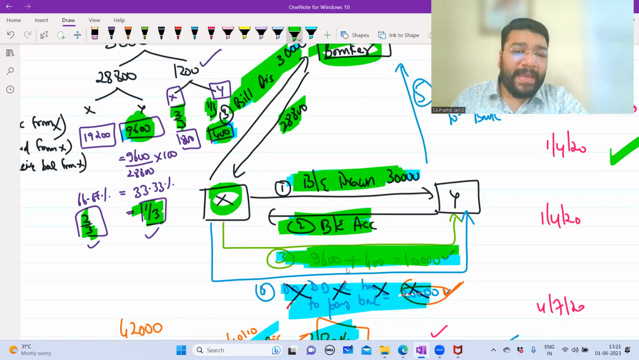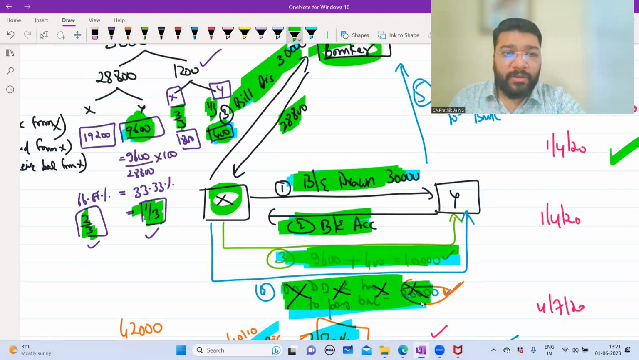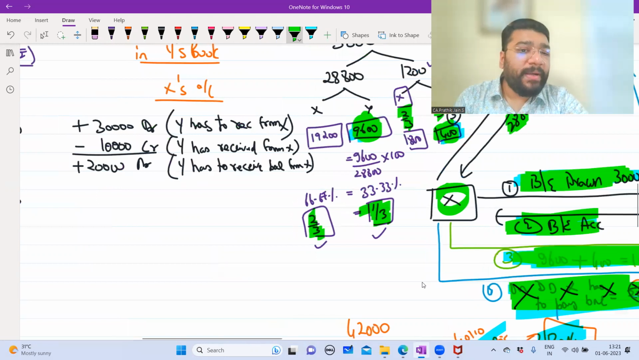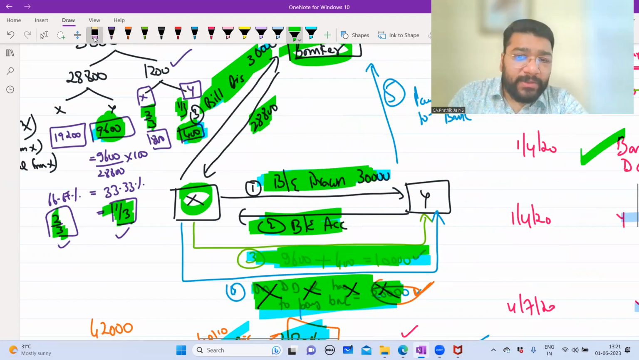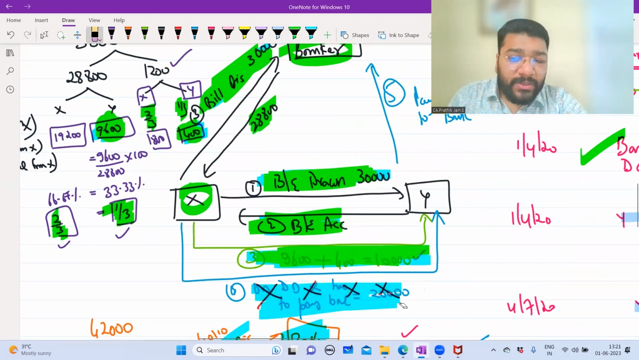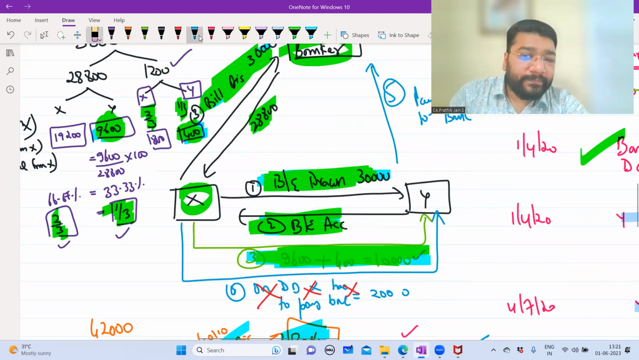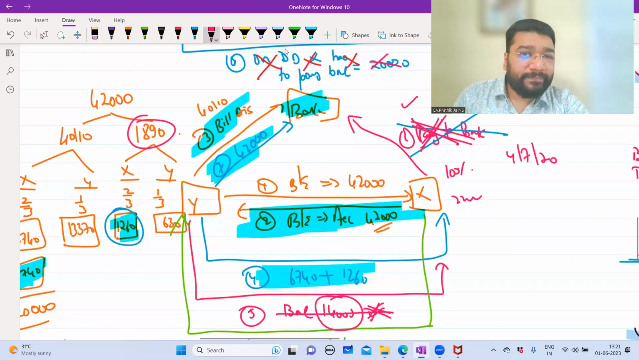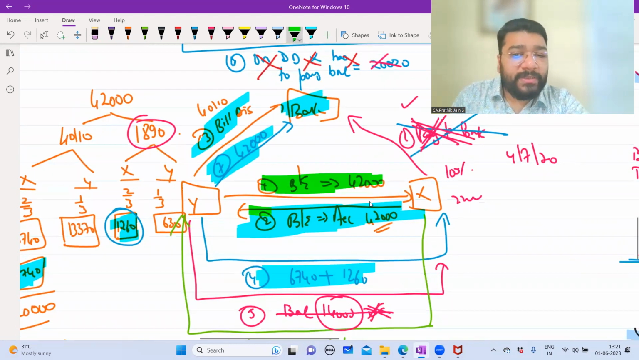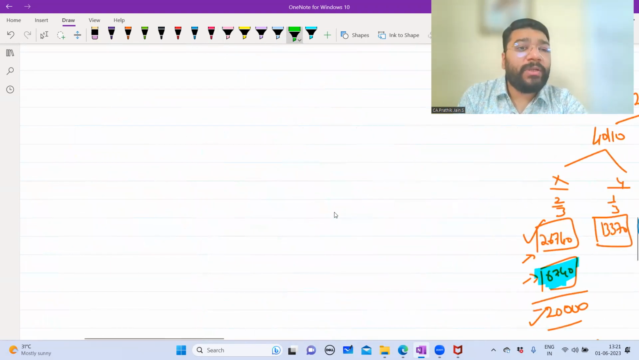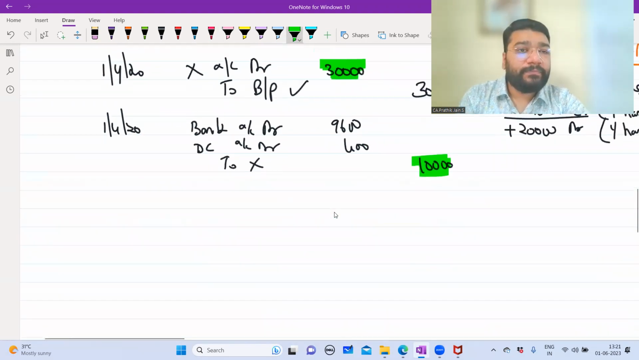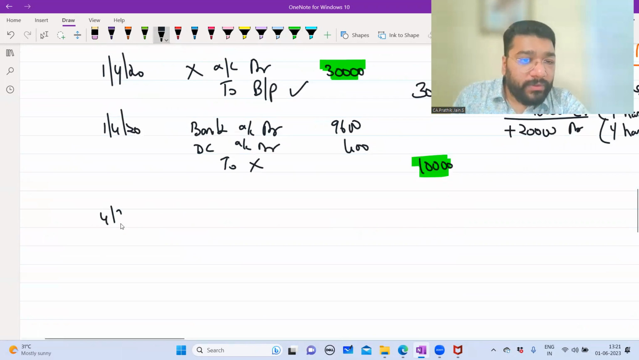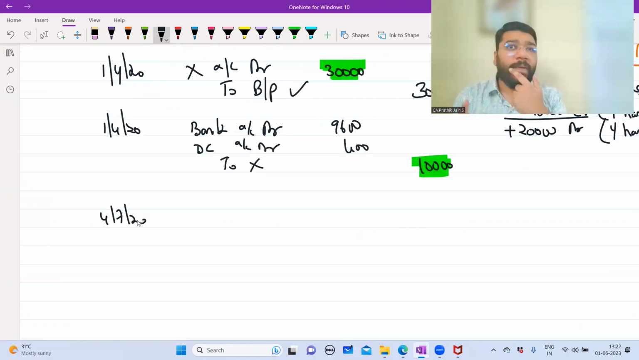Sir, on the due date, Y has to receive the balance. Y has to receive balance how much? 20,000 from X. But did Y get this 20,000 from X? This did not happen. Therefore, what did Y do? Y executed a new bill on X, which X had to accept on the due date. What is the due date we calculated? 4/7/2020.